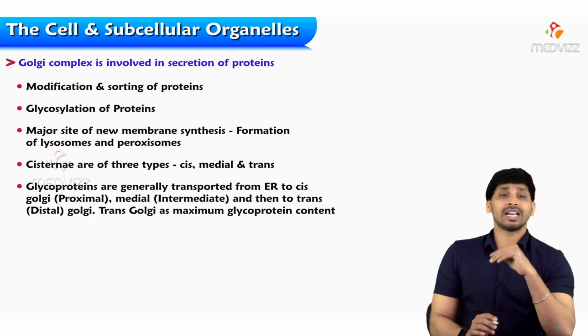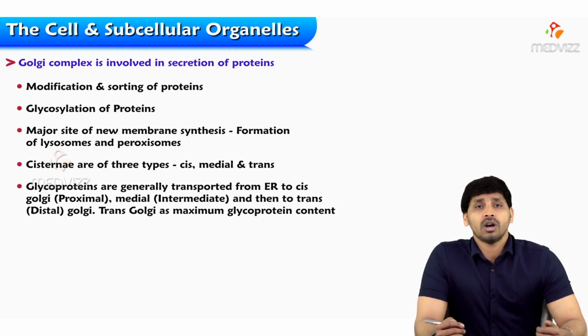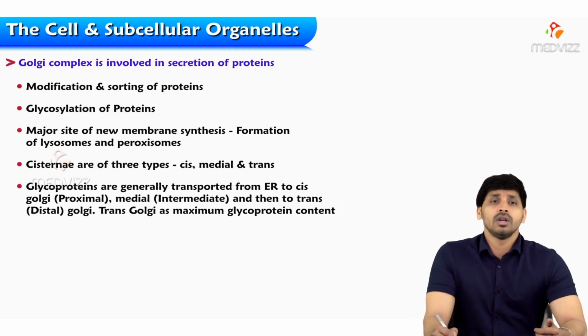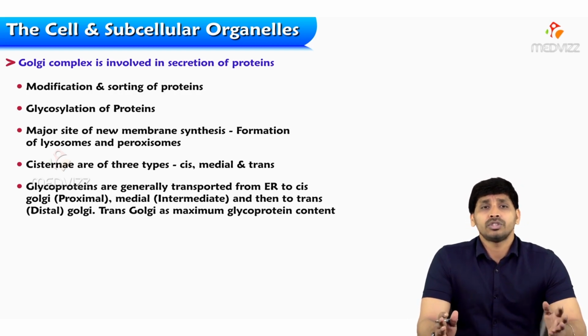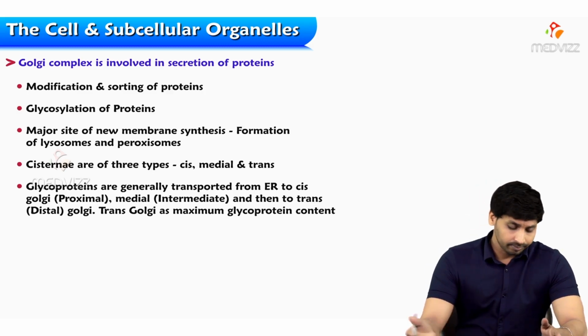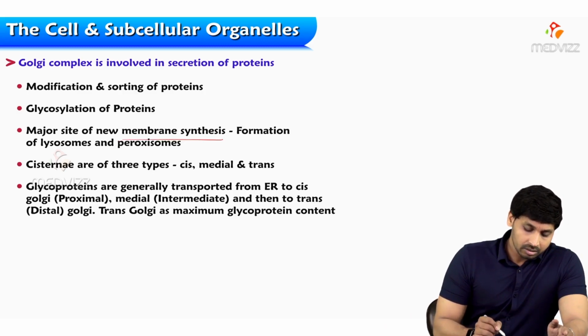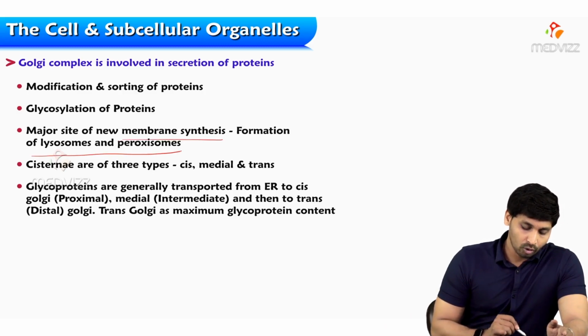One such reaction is glycosylation of proteins. Glycosylation of proteins is nothing but addition of carbohydrate. There are some proteins which require carbohydrate for their function, right? That reaction takes place in Golgi complex, and it is a major site for new membrane synthesis and formation of lysosomes and peroxisomes.